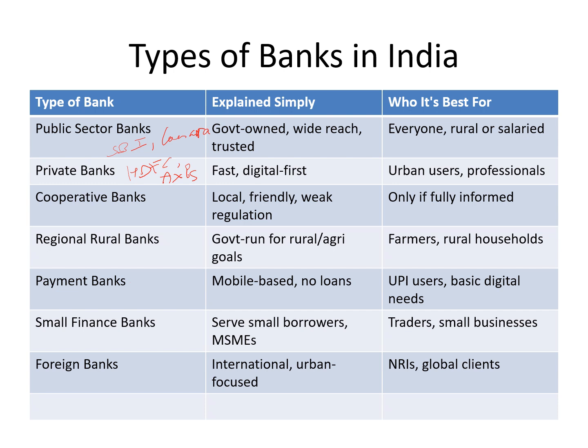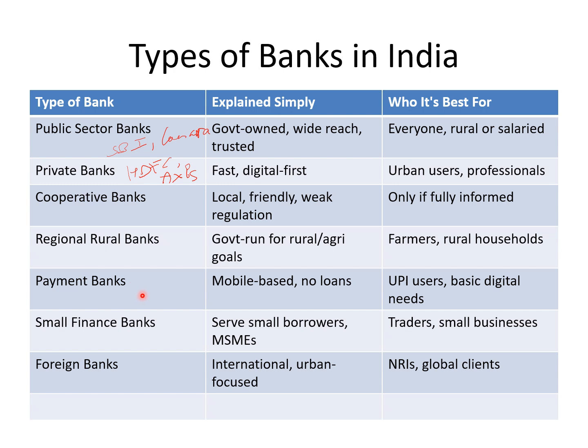Next type of banks are cooperative banks. These are local friendly, but we need to be careful with these banks because these are weakly regulated. So have an account here only if you are fully informed about the bank. Next type of banks, regional rural banks. These are government run for rural or agri goals. These are suitable for farmers, rural households, and rural shopkeepers, etc.